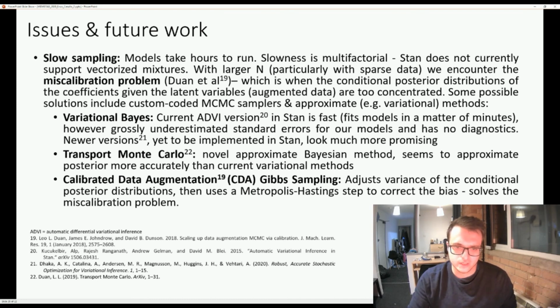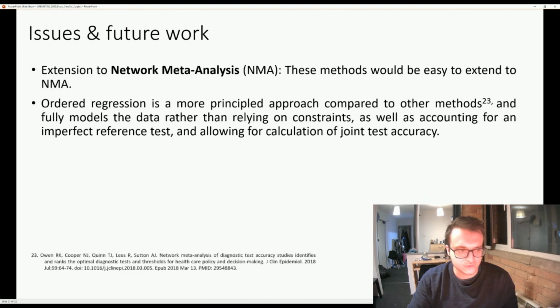Transport Monte Carlo is another method that's implemented in Python, which looks promising. And there's calibrated data augmentation Gibbs sampling, which requires the full derivation of the conditional distributions, like any Gibbs sampler does. So there'll be a very expensive initial investment in doing that, but it would be faster in the long term. There's also extension to network meta-analysis, so these methods should be easy to extend to network meta-analysis. And ordered regression is more principled compared to other methods that have been proposed to do network meta-analysis with multiple thresholds. Obviously, our method does allow for an imperfect gold standard, so there's that obvious advantage. And it can also be used to calculate the joint test accuracy.